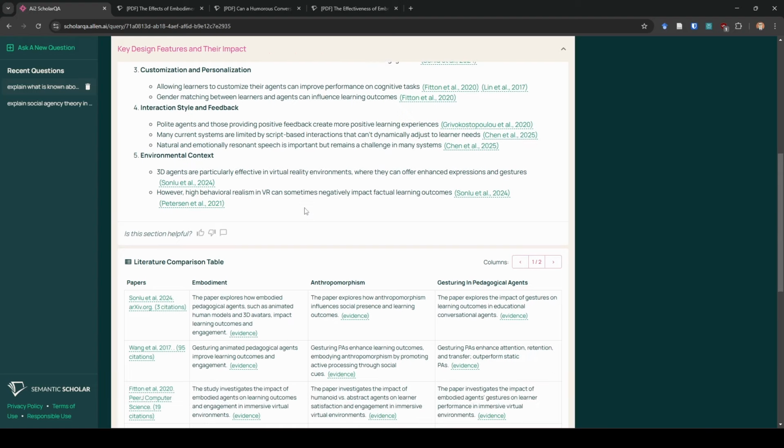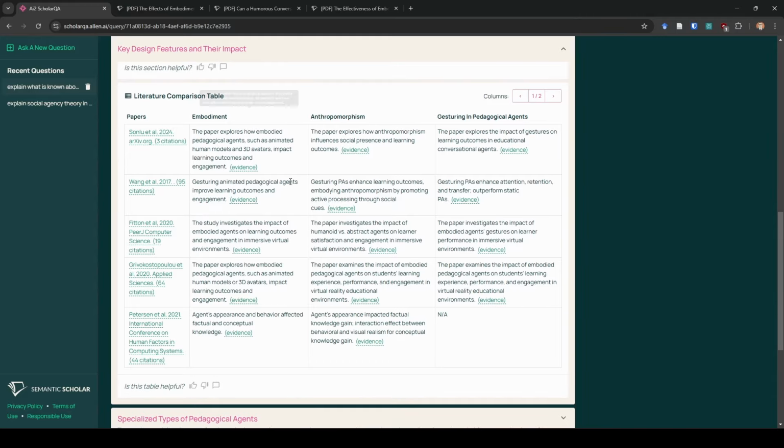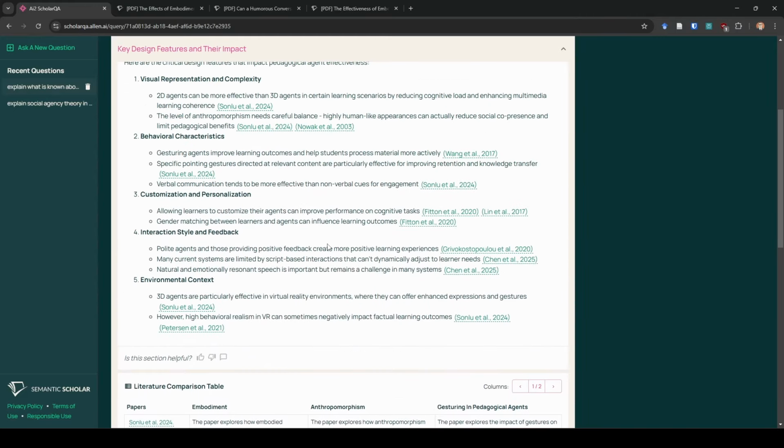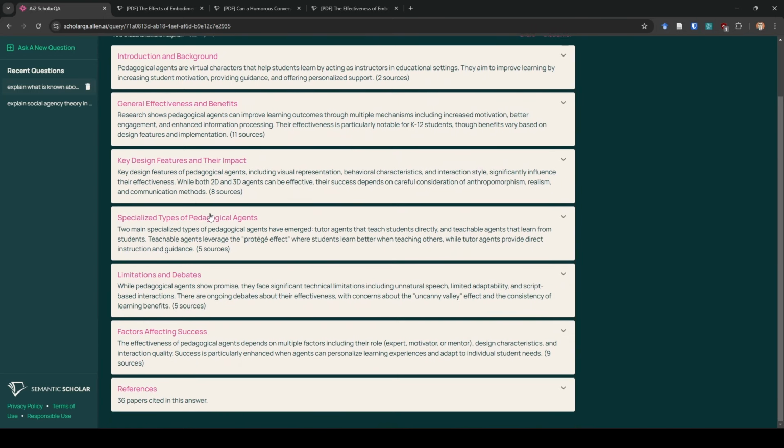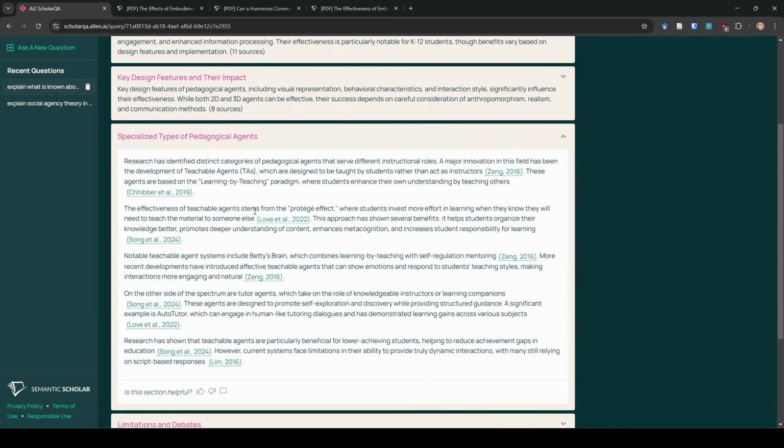Okay, cool. So we have lots of great information here, and then here they have this literature comparison table. So it must be that the literature comparison table only comes up for key features and impacts. Okay, specialized types. Okay, this will be interesting. Two types of agents. Teachable agents. I'm glad that they brought this up.